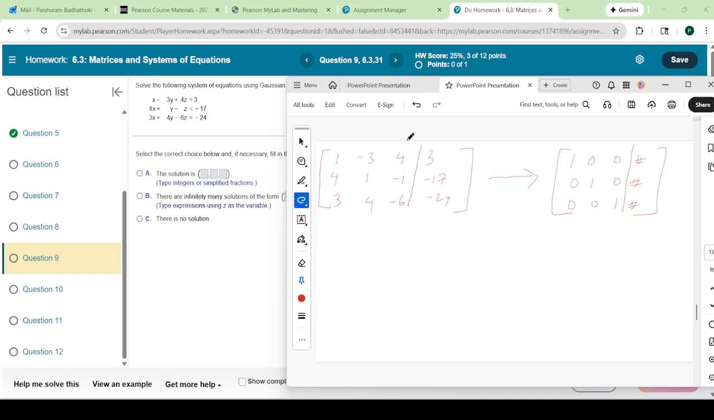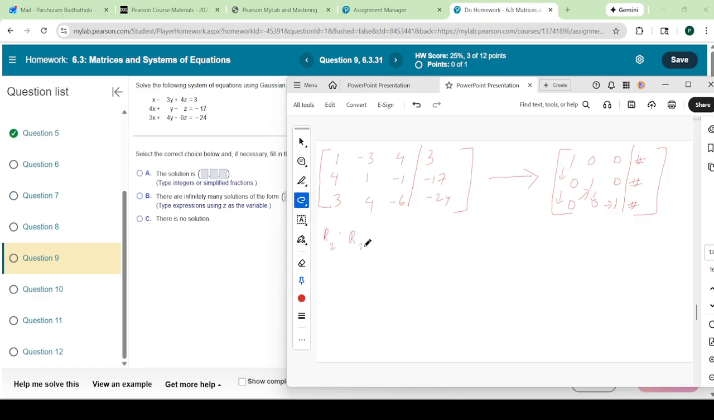When you go from this form to this form, always start with the 1, go down, make it 0, go down, make it 0, go this side, make it 1, go down, make it 0, go this side, make it 1. This is the direction you're supposed to take. Okay, so first of all, there is already 1. I just have to make the second one 0, and I can do that by doing this row operation.